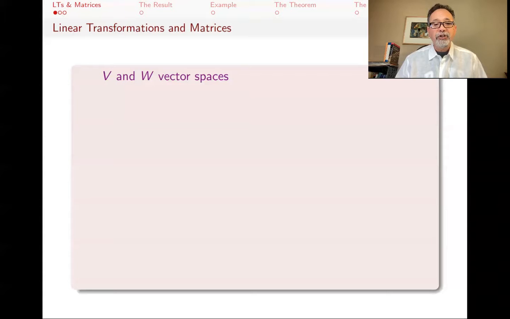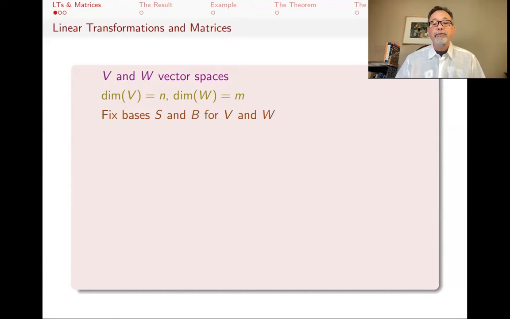So if you have two vector spaces, V and W, and as long as they're finite dimensional, V has dimension n and W has dimension m, and you fix bases for V and W. So S is a basis for V, B is a basis for W. When you want to go from linear transformations to matrices or from matrices to linear transformations, you have to fix your basis once and for all.